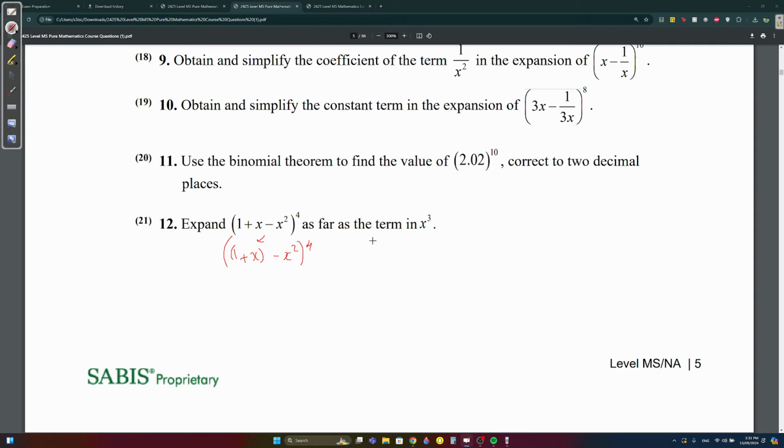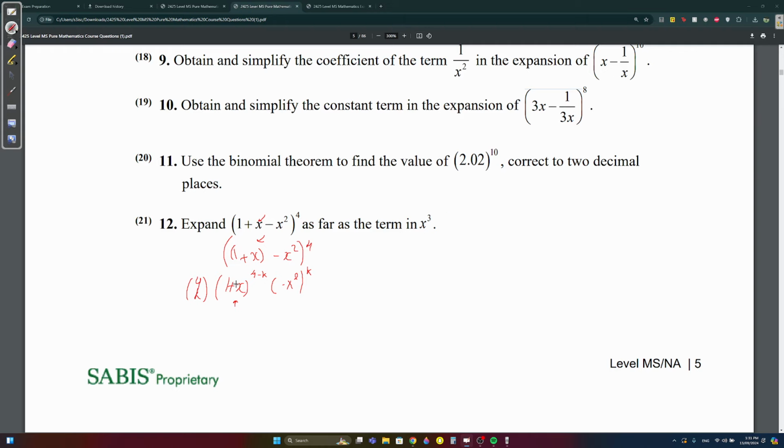Yeah, we're gonna probably stop at when k equals 1, because as far as the term in x cube, let's not look at the x squared, let's look at the x, right? We know the general term of this, guys, is gonna be 4ck 1 plus x to the power of n minus k, so 4 minus k times minus x squared to the power of k. So if I want as far as x cubed, let's look at the power of x, not x squared, because you're multiplying 2 times something. Is there any way you can multiply 2 by a number and get an odd number? No way, unless it's a fraction, of course, right? But we're not working with fractions.